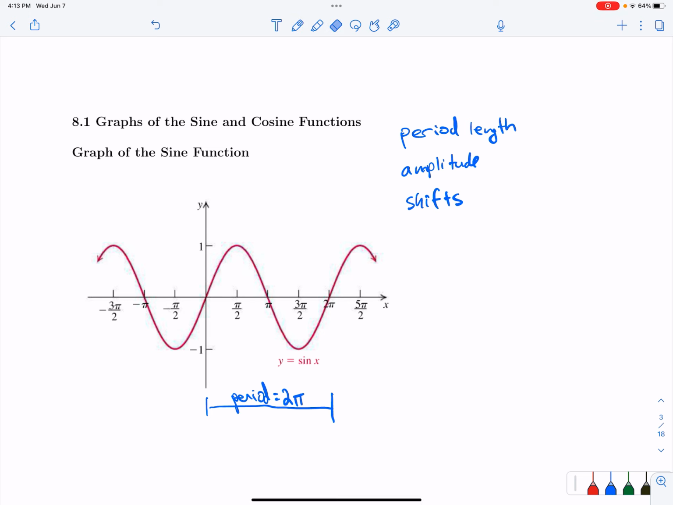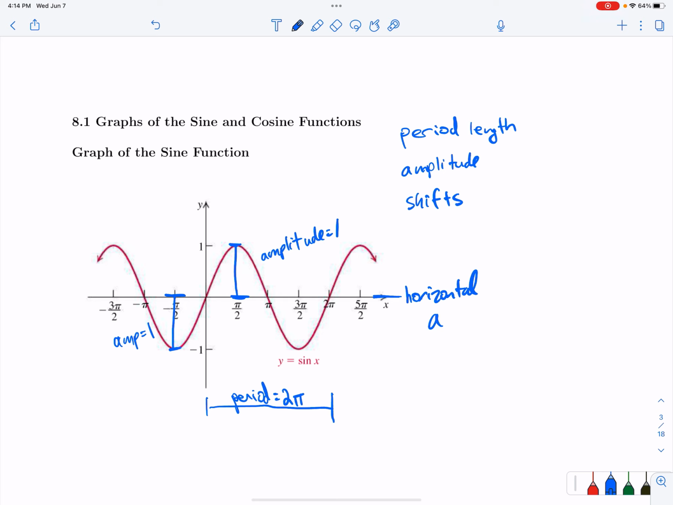The amplitude of a sine or cosine graph is the distance from the horizontal axis, which in this case is the x-axis, to the maximum. So we say the amplitude is equal to 1. And it's the same distance from the horizontal axis to the minimum value. So the amplitude here is also equal to 1. So it's always symmetrical about the horizontal axis.